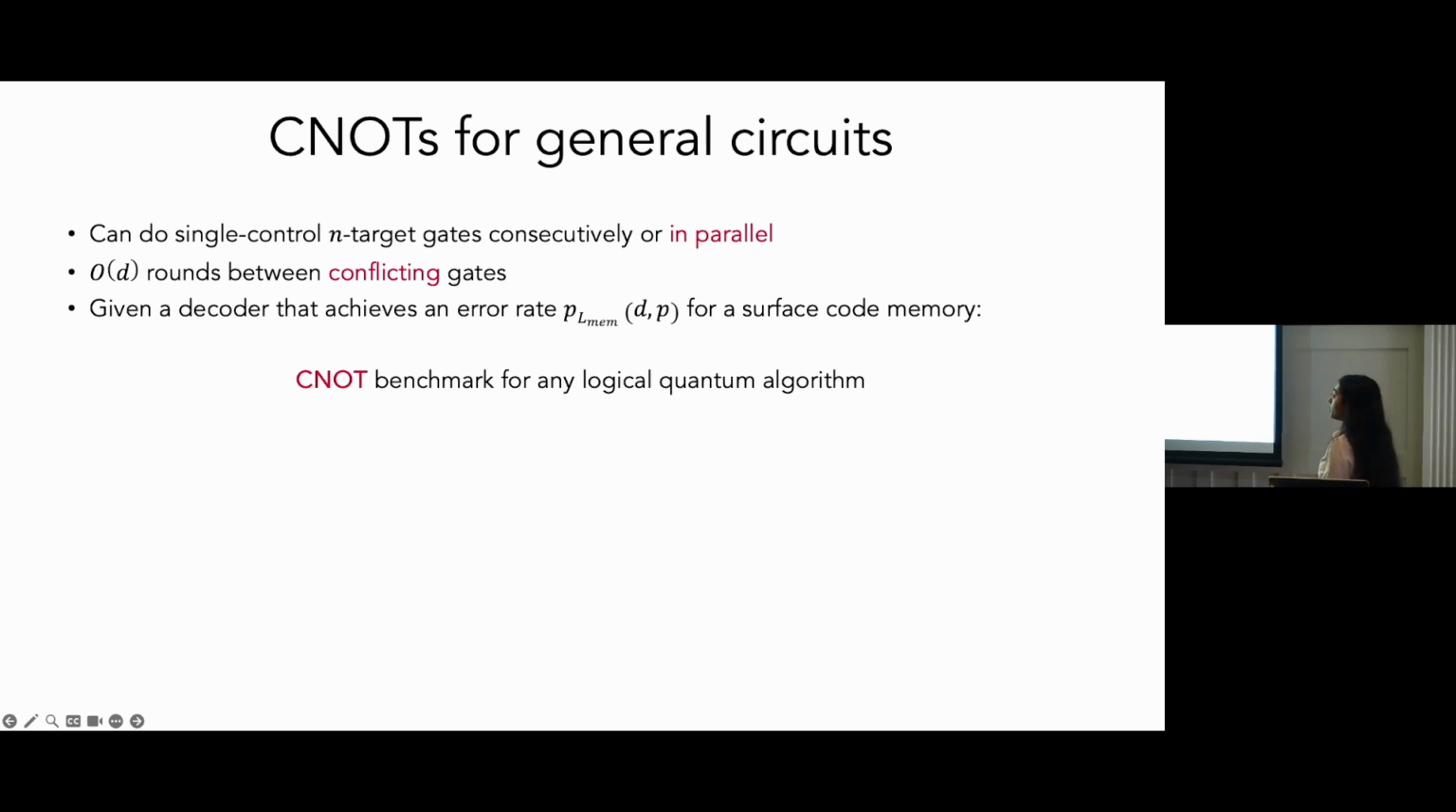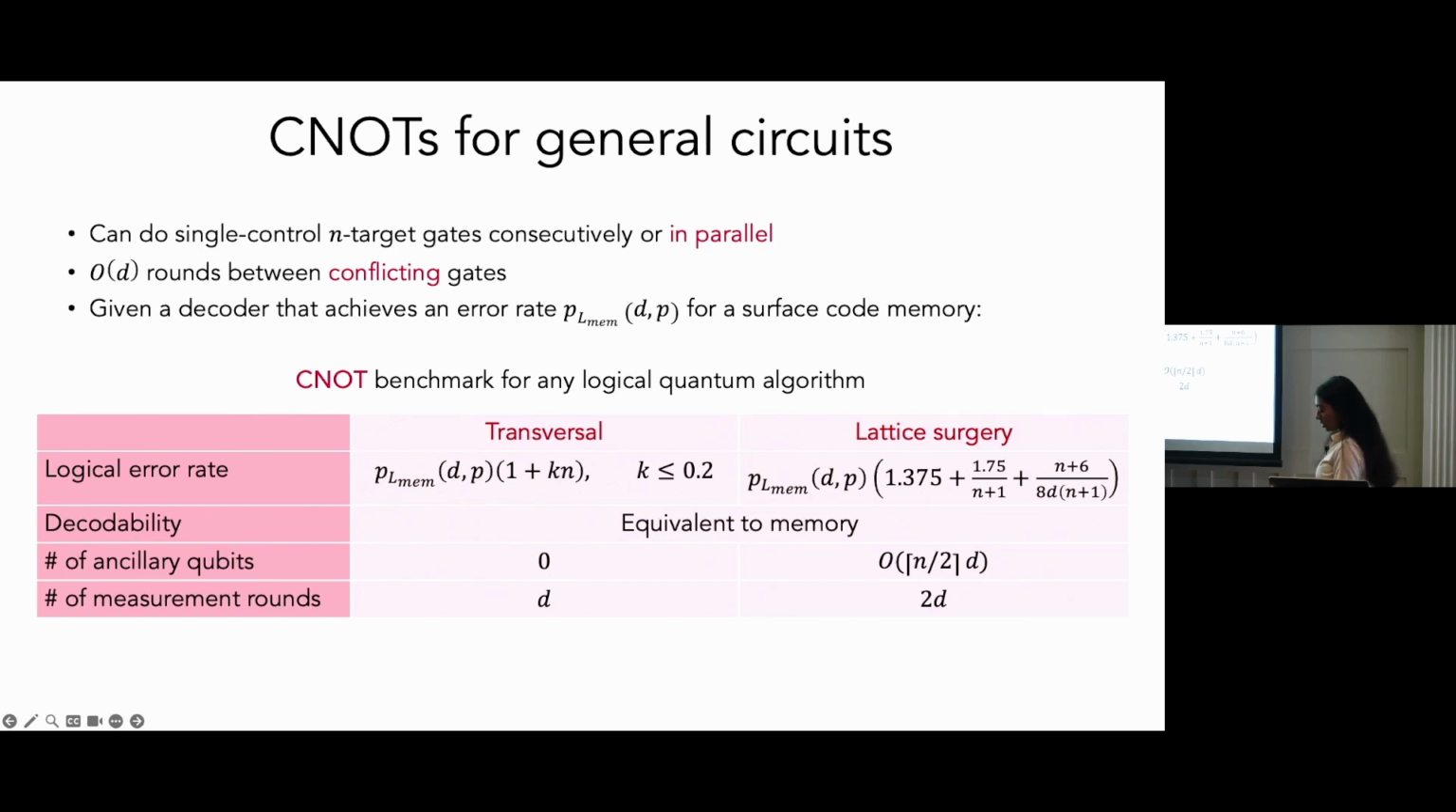And so the results I get look like this. And I'll go through the rows one by one. So for a transversal strategy, my logical error rate gets slightly magnified compared to the memory error rate, dependent on the number of targets. For lattice surgery, I see a bigger magnification, though compared to a memory experiment, we see some kind of inverse suppression at single control, many target gates. So, and for both processes, the decodability is equivalent to memory because we reduce down the decoding to nothing but a simple matching problem that doesn't involve hyperedges.